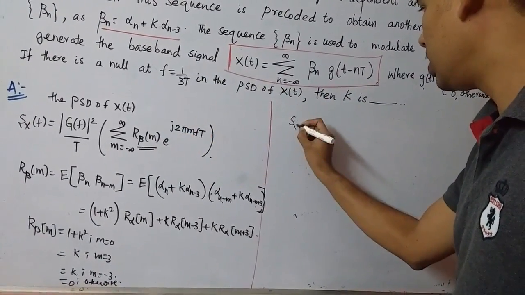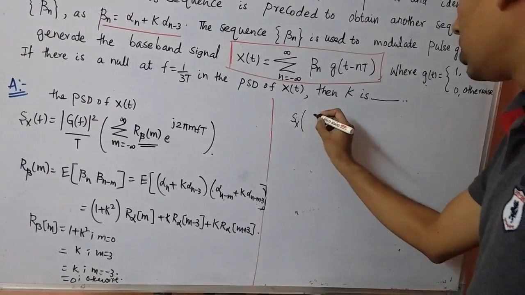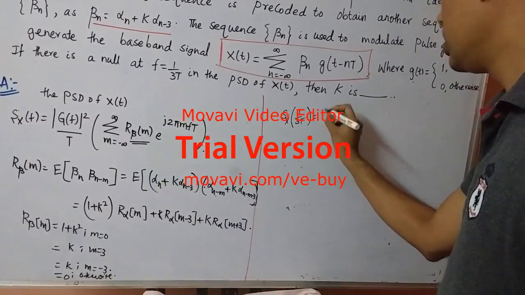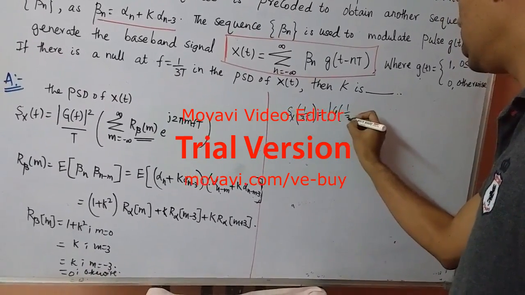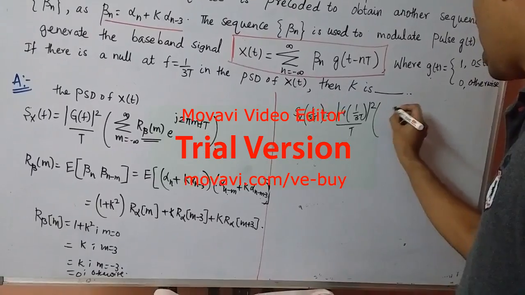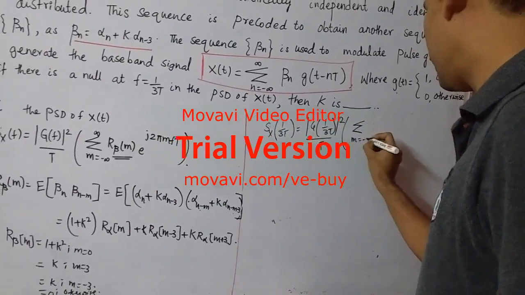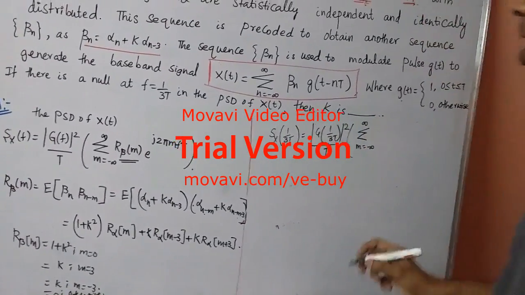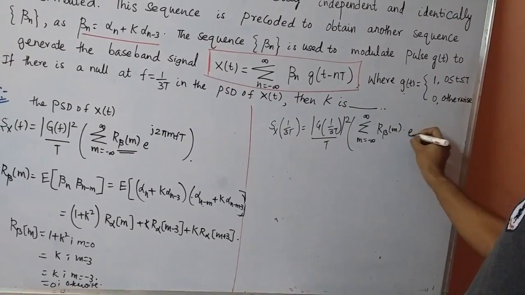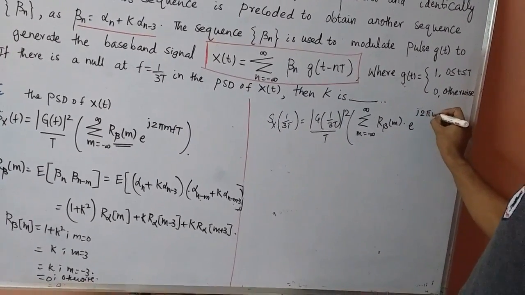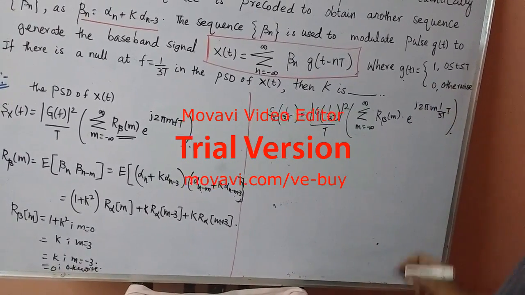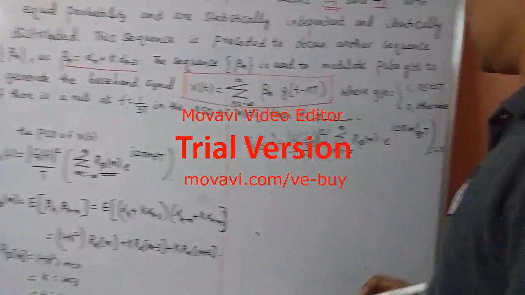The power spectral density at f equal to 1 by 3T equals mod of G of 1 by 3T whole square by capital T, into the summation from minus infinity to infinity of r beta of m into e power j 2 pi m into 1 by 3T into T. This is equal to 0.